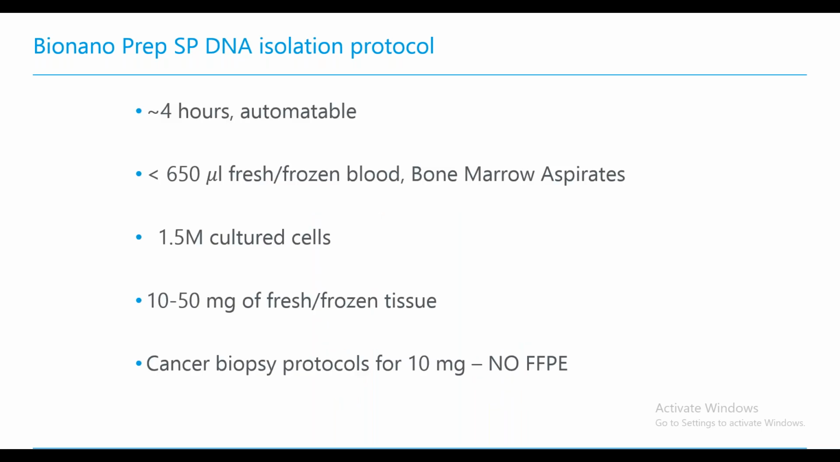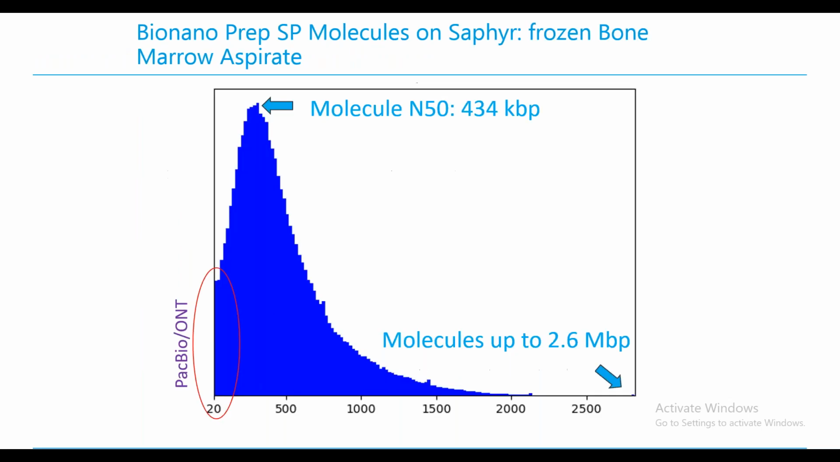The protocol takes just about 4 hours, so it's about the same time as a standard Qiagen protocol. We can work with fresh or frozen blood, bone marrow aspirates. We can work with about 1.5 million cultured cells, and we can work with fresh or frozen tissue as well. We're just starting early access for our new cancer protocols, working with 10 milligrams of tissue using the same fast DNA isolation protocol. And we get very, very long molecules.